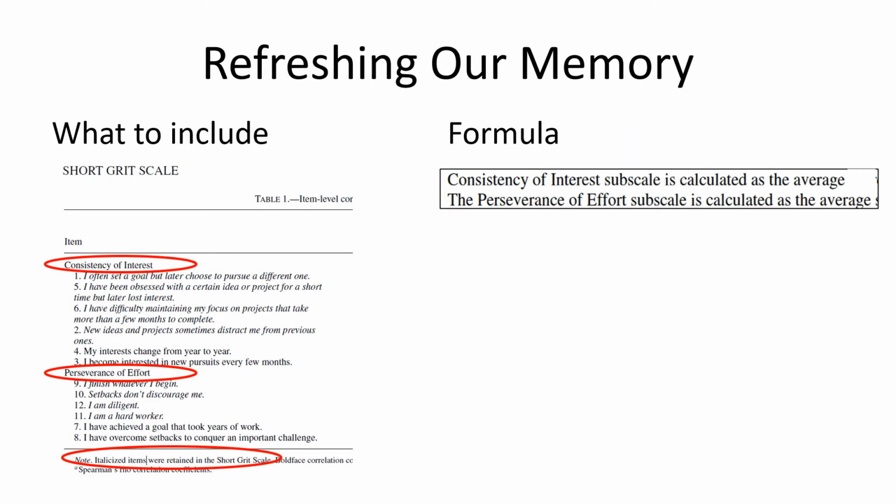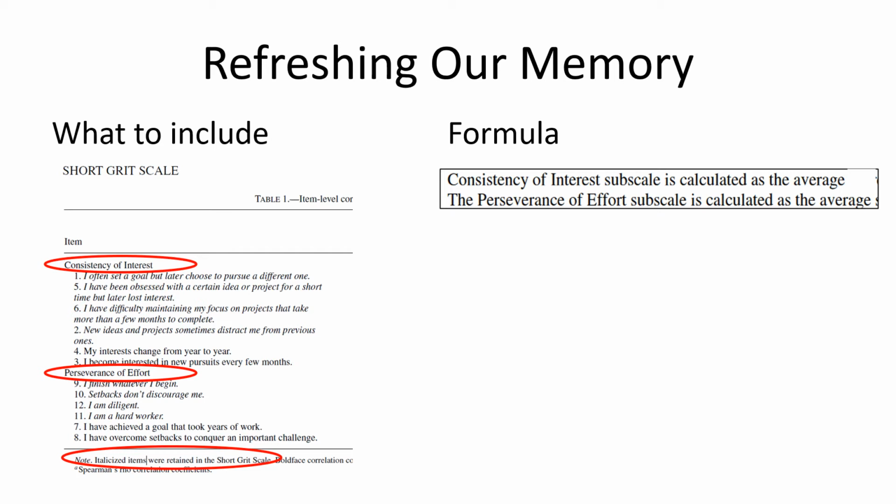Before we do all that, though, we have to refresh our memory about what to include and what formula to write. At least part of the information will be in your notes from when you found the measure when you were designing the study. If you didn't include a screenshot or specific information, you might need to go back to the article or the articles that describe the process of developing the measure.